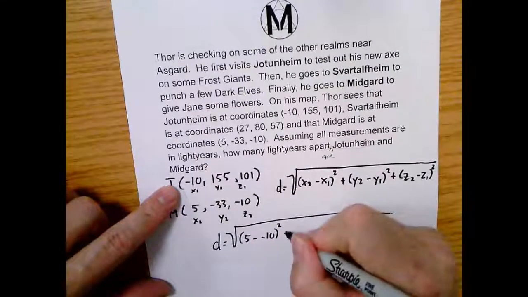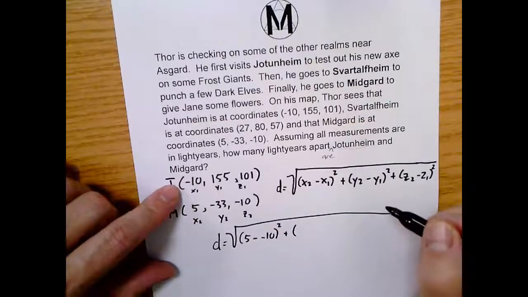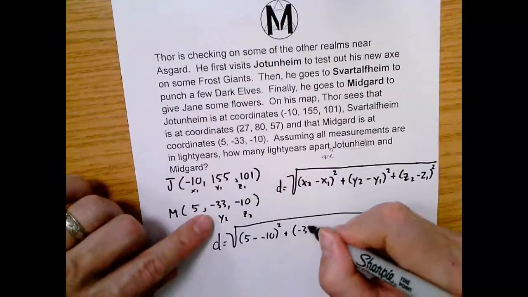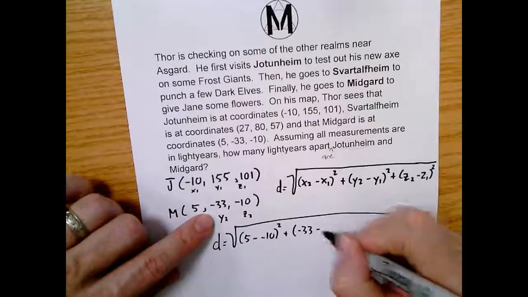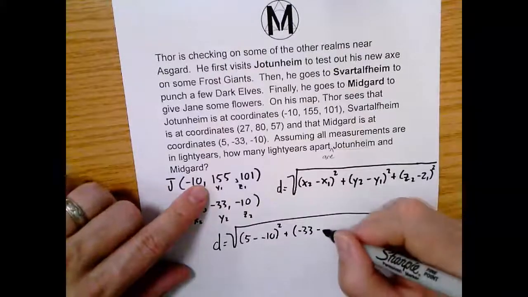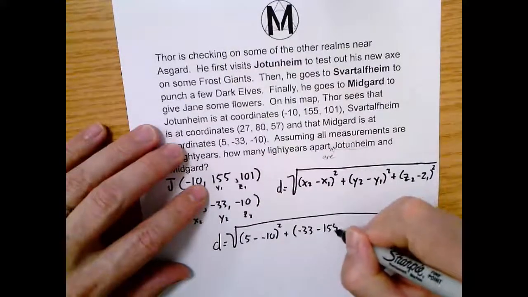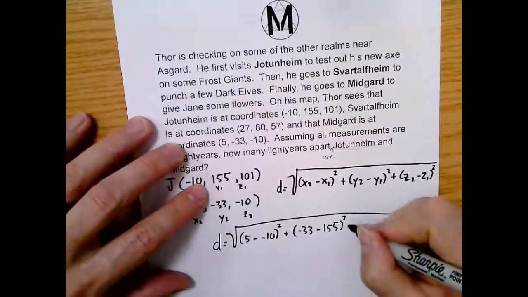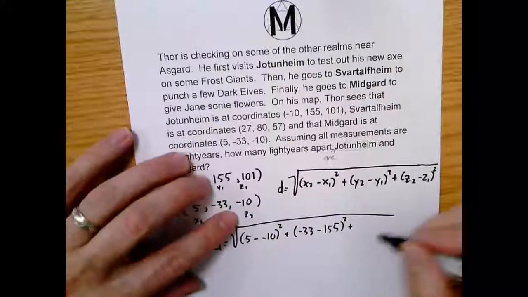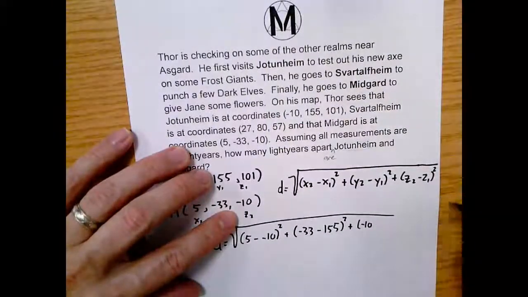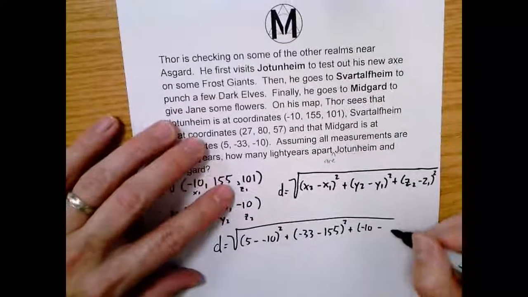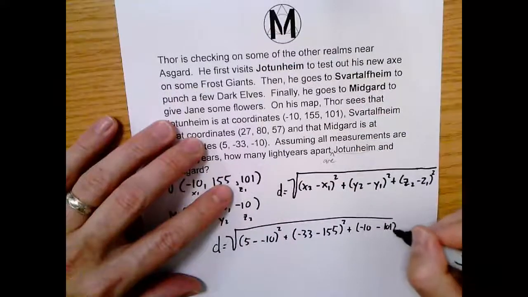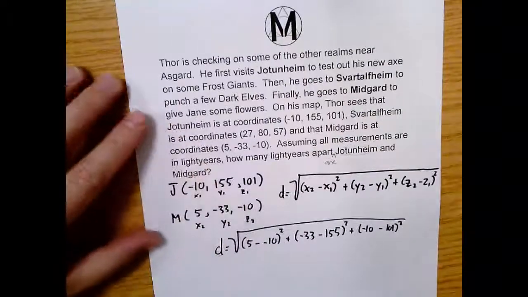Okay. My y sub 2 value is -33. And I'm going to subtract from that my y sub 1 value, which is 155. I'm going to square that too. And then my z sub 2 value is -10. And I'm going to subtract from that 101. And then I'll square that too. Okay, now we're cooking.